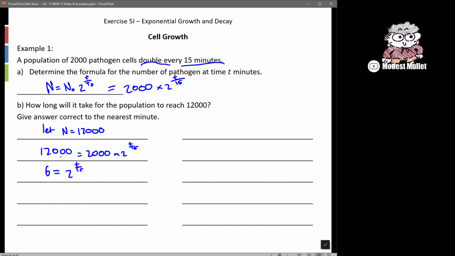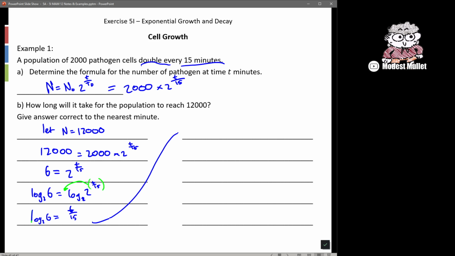Now we need to get the t by itself, so this is where our logs come in. So we can take log of base 2 of both sides. So we could go log 2 of 6 is equal to log 2 of 2 to the t on 15. Now, since this t on 15 is a power, we can bring that out the front just like one of our log laws. So we get log base 2 of 6 is equal to t on 15 times log base 2 of 2. Log base 2 of 2 just turns into 1.